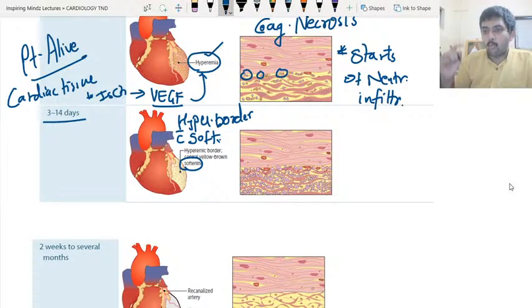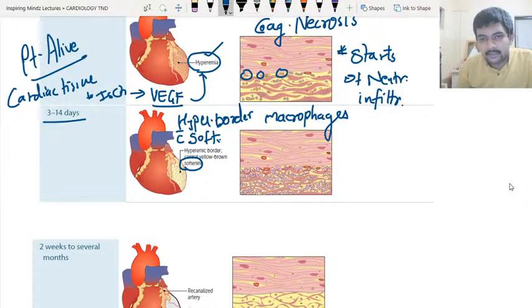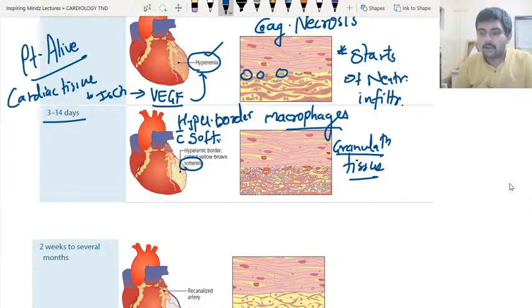Now, what happens with histopathology in this? At 3rd to 14th day, you are having macrophages, and you are also having granulation tissue.